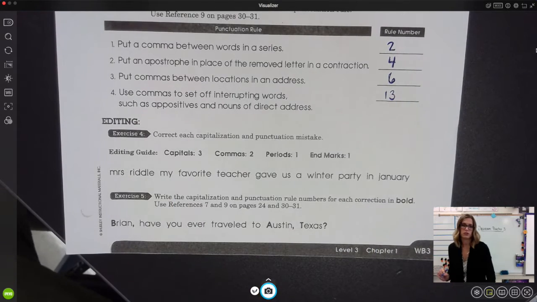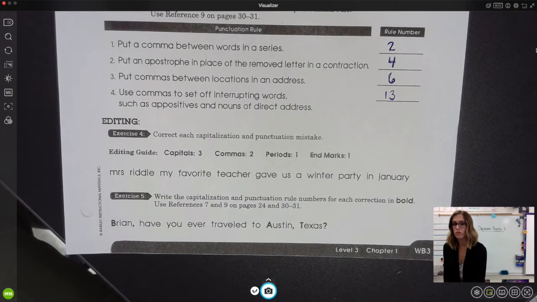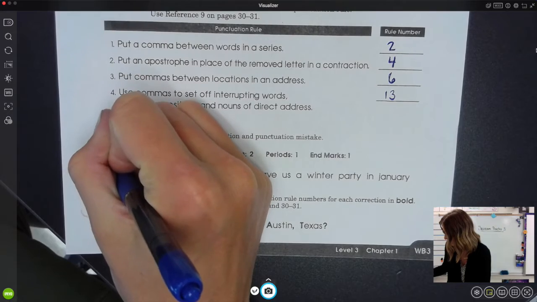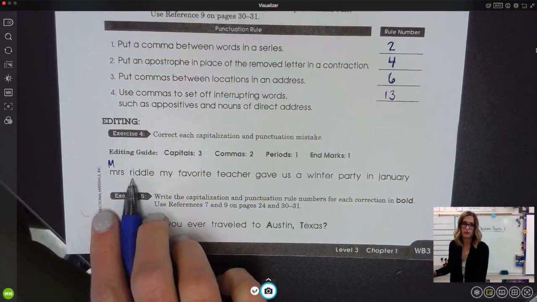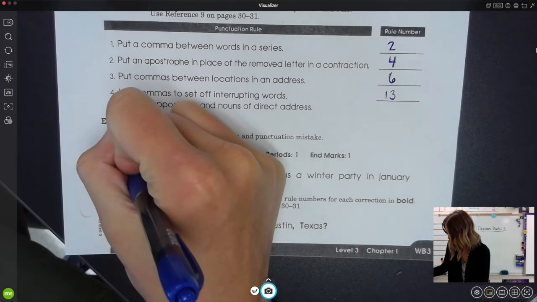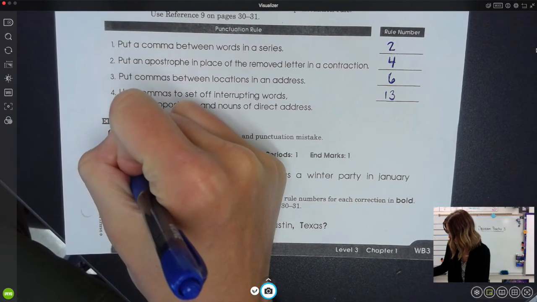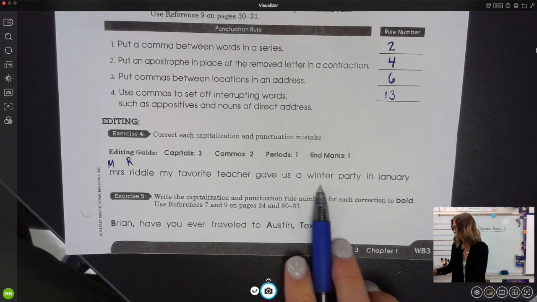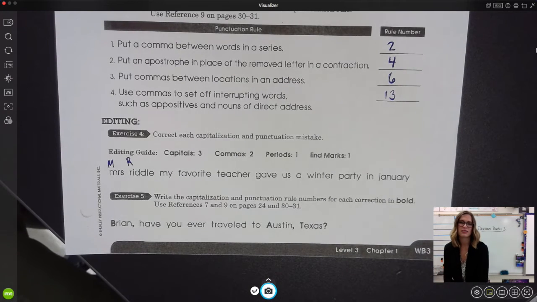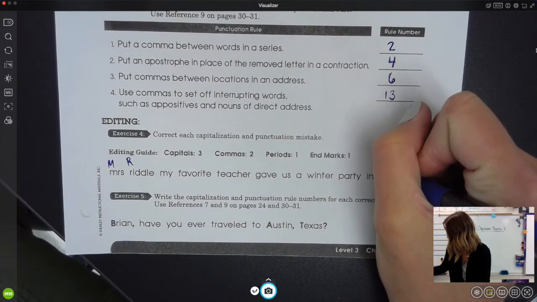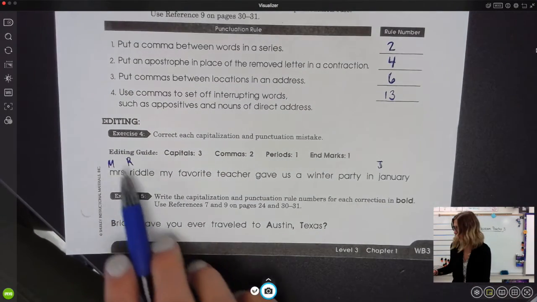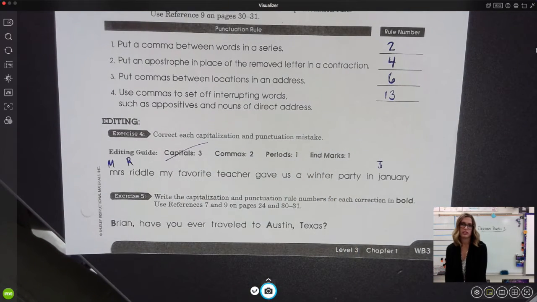Let's do the capitals first. What should be capitalized? First word of a sentence should definitely be capitalized. So Mrs. All right, Mrs. Riddle, right? It's her name, it's her last name, so that would be capitalized. Same way you would capitalize your first and last name. What else should be capitalized? Well, the month, right? January is the month of the year, so January should be capitalized. All right. So we got 1, 2, 3 capitals. We can cross out that. We took care of that.